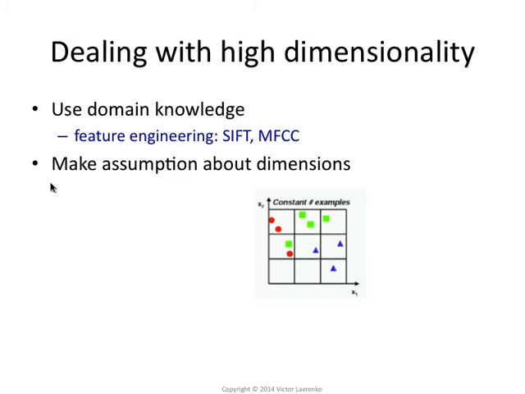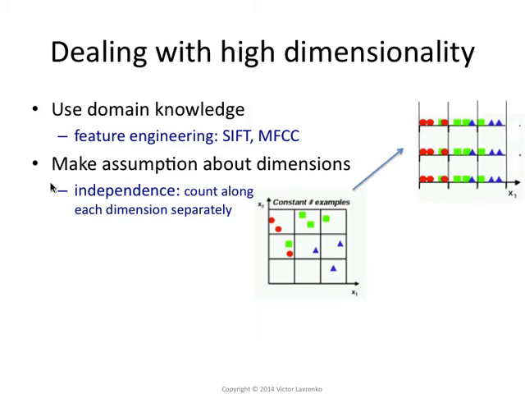Another way to deal with high dimensionality is to make some sort of assumption about your dimensions. So the independence assumption, for example, something that we did in naive Bayes, what that says is I'm going to count my observations separately along each dimension. So even though I have a two-dimensional data set, when I count the frequencies for attribute x1, I'm going to count them ignoring the value of x2. So in effect, what I'm doing is for every possible value of x2, I'm hypothesizing the same count. That's what independence looks like.